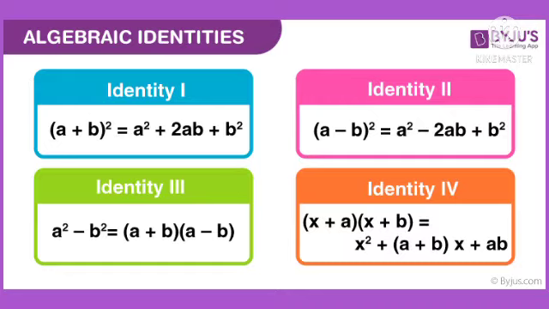Children, very important algebraic identities are: (a plus b) the whole square is equal to a square plus 2ab plus b square. (a minus b) the whole square is equal to a square minus 2ab plus b square. a square minus b square is equal to (a plus b) into (a minus b). (x plus a) into (x plus b) is equal to x square plus (a plus b) into x plus a into b.